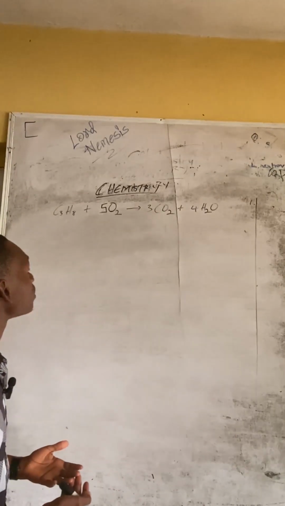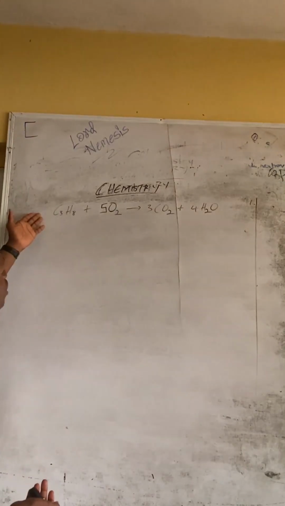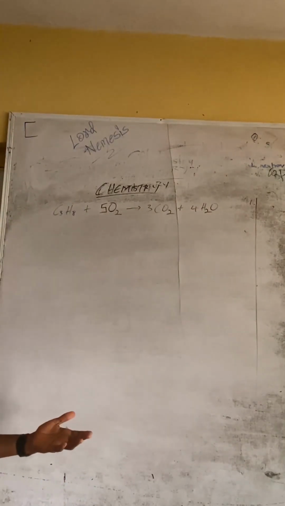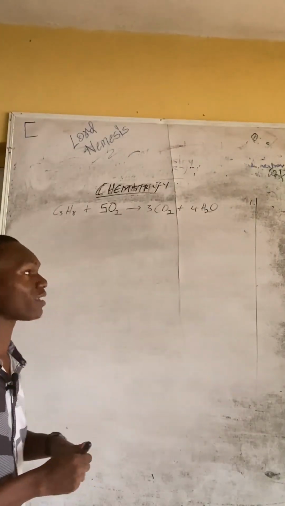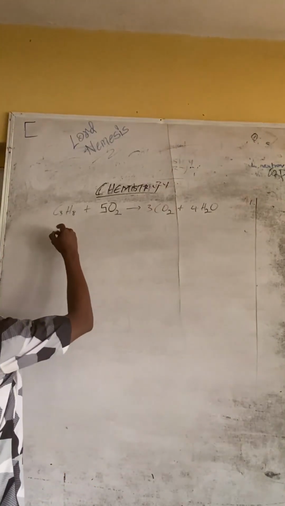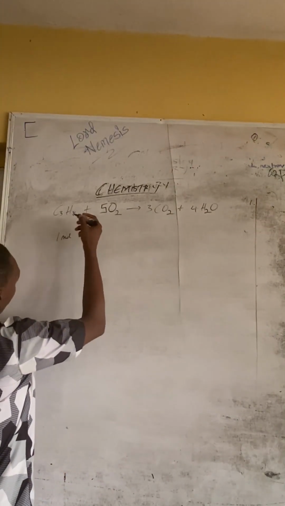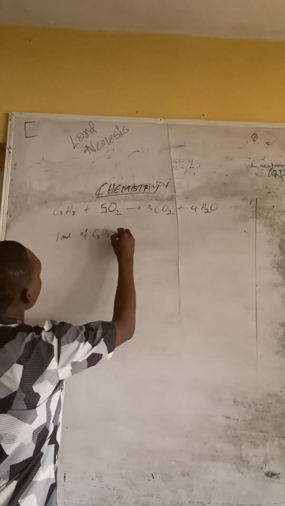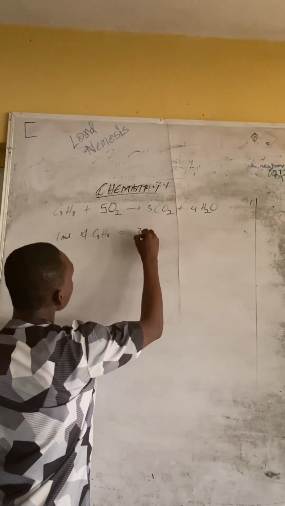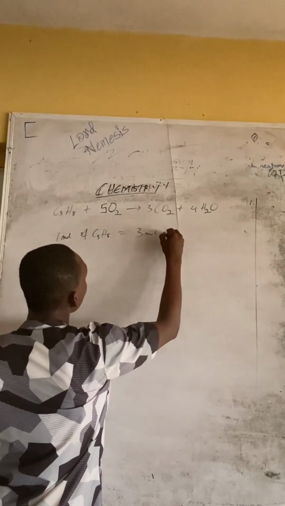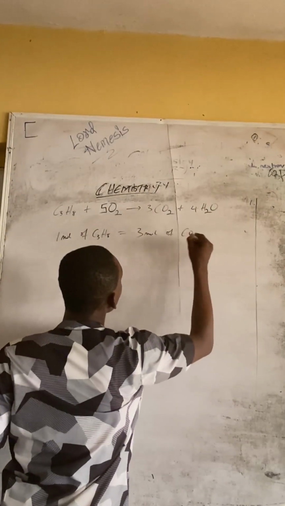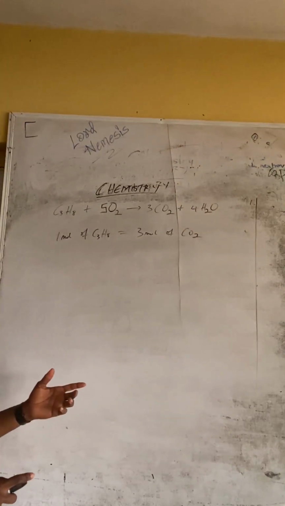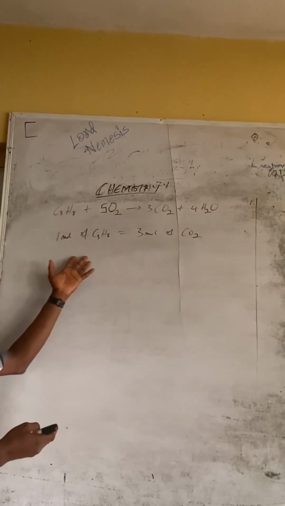First of all, if you look at this, you can see the ratios. These are the ratios in which propane and CO2 are combining and producing in this particular equation. The ratio is 1 mole of propane produces 3 mole of CO2, right? 1 mole of propane gives us 3 mole of CO2. Now, this comes from the equation.